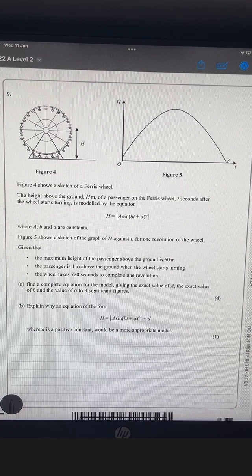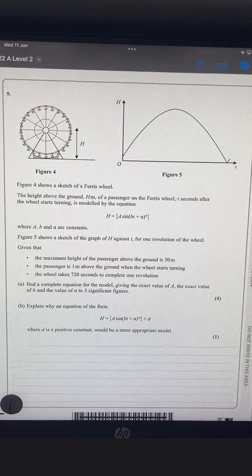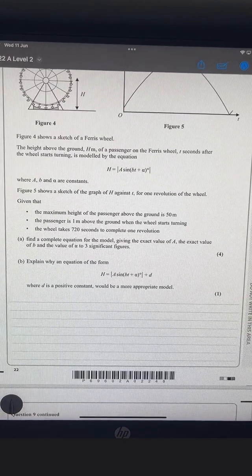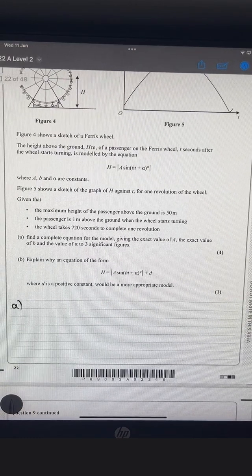I despise these type of questions, but there's always a foolproof way to get these marks, and that is just take each bullet point one at a time. I have a video where I did this for a quadratic, and I said the exact same thing. Bullet point one at a time. All right, so part A, let's take the first one.